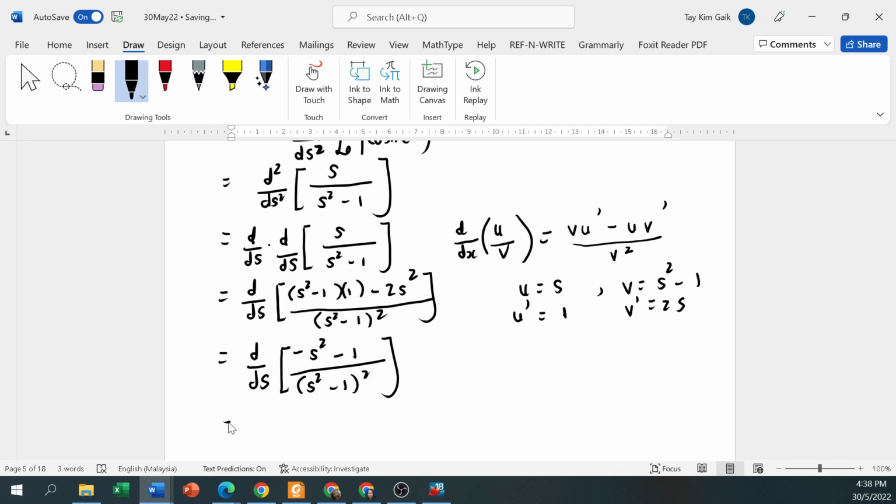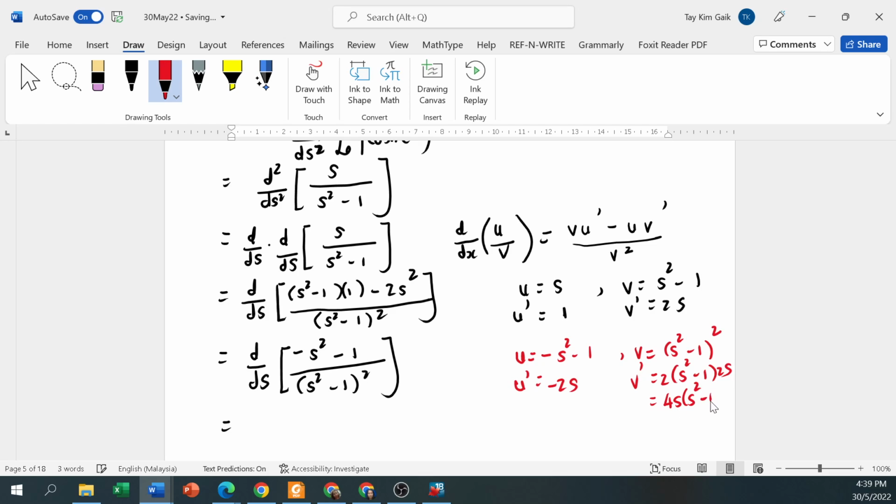So differentiate one more time using the quotient rule, which is vu prime minus uv prime divided by v squared. In this case, second round, the u is negative s squared minus 1, and your v is s squared minus 1 squared. So your u prime is negative 2s, v prime is 2 times s squared minus 1, and then differentiate s squared minus 1, you have 2s. So total is 4s times s squared minus 1.